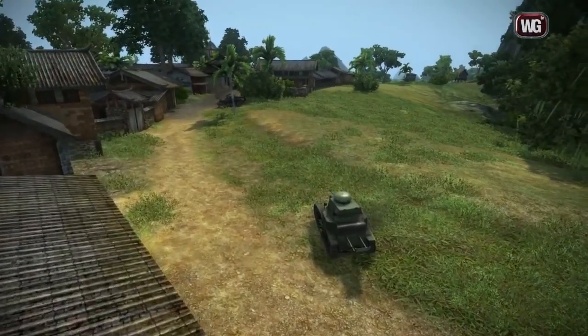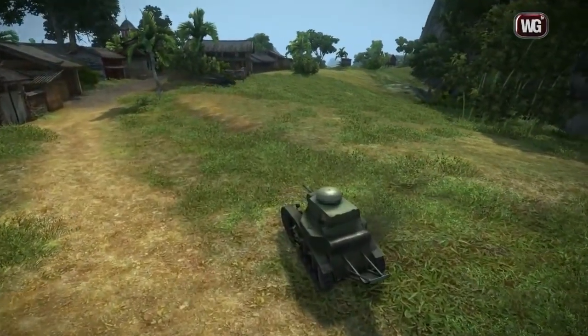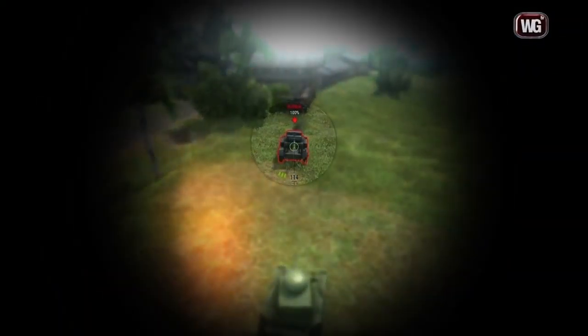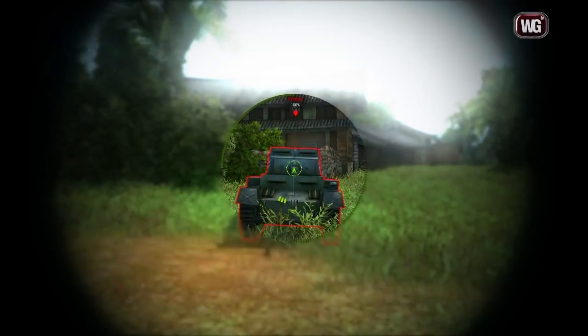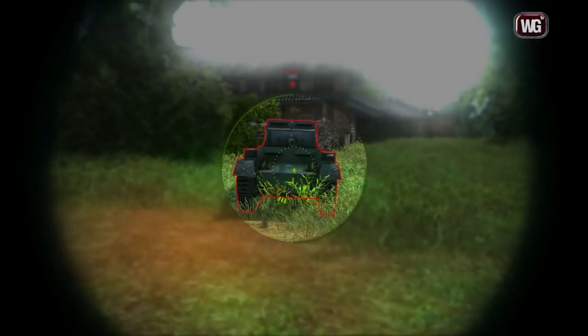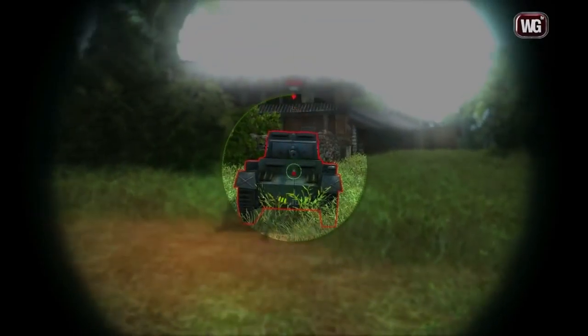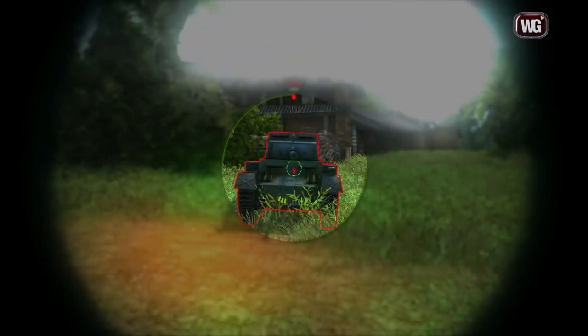To understand where and how you should aim to penetrate your opponent's armor, you can use the penetration indicator on your reticle. If the indicator is green and your shell hits the enemy armor on the normal axis, the enemy tank will likely be damaged. If it is orange, the odds of penetrating the armor are 50-50. If it is red, don't waste your shells. You're not going to penetrate the armor.